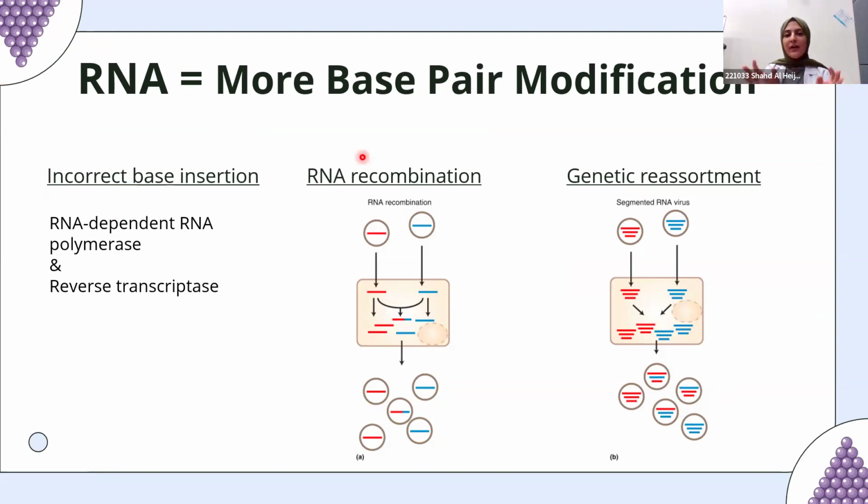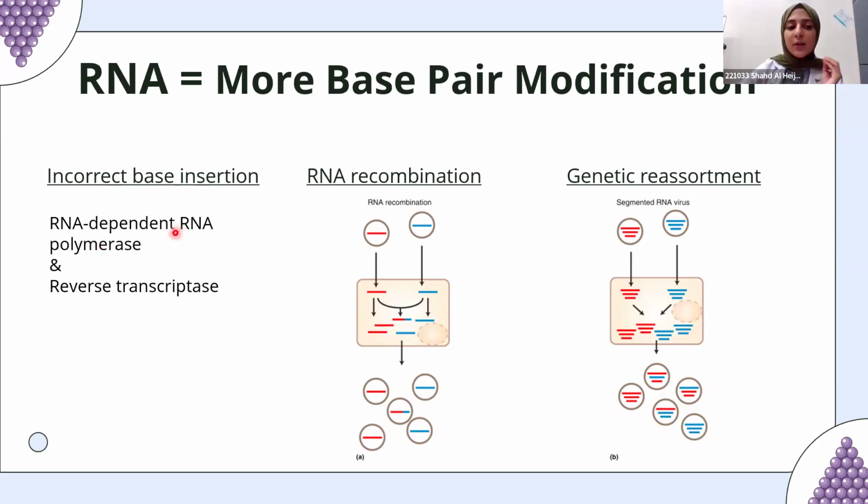Now for the next section. In RNA replication, you can have more base pair modification, meaning it's more prone to mutations, more prone to changes in the RNA. DNA is very neat. When you replicate DNA, you usually get the exact DNA you need. Meanwhile, in RNA, that's not the case. So you can have different things happening. You can have incorrect base insertion. Some enzymes are prone to making mistakes and they do not proofread.